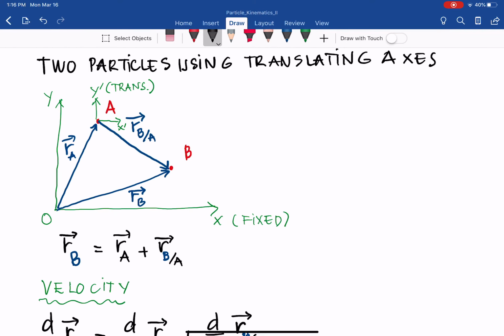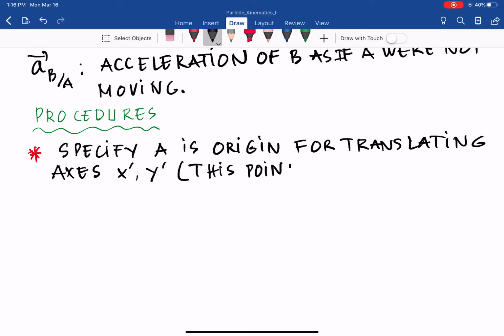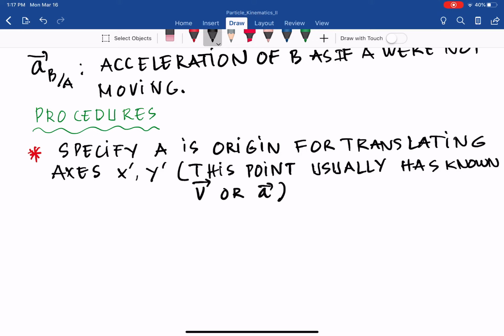For the translating axis and this point, normally we know the velocity or acceleration. So this point usually has a known velocity or acceleration, depending on the question asked.